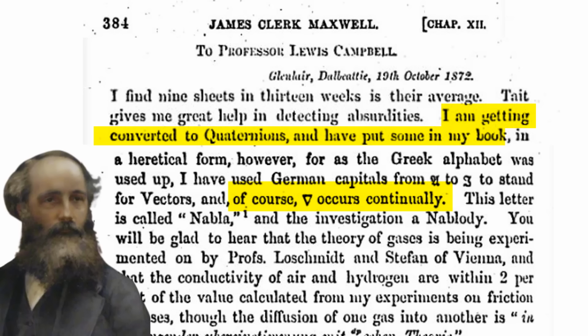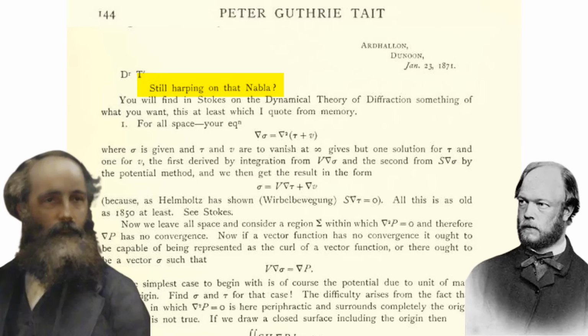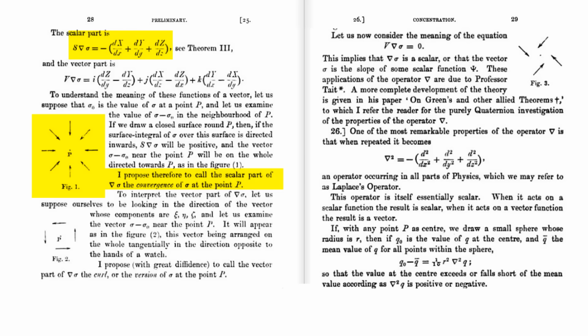Amusingly, in these letters, Maxwell started to refer to the del function as the nabla, for a type of harp, as a type of joke, so they could quip that he was a nabloody for using it. He also liked to ask Tait if he was still harping on the nabla. Maxwell finished his book in 1873, where he called it the scalar of a del times a function, the convergence, the vector of a del times a function, the curl, and the del squared as Laplace's operator, all names we still use to this day.